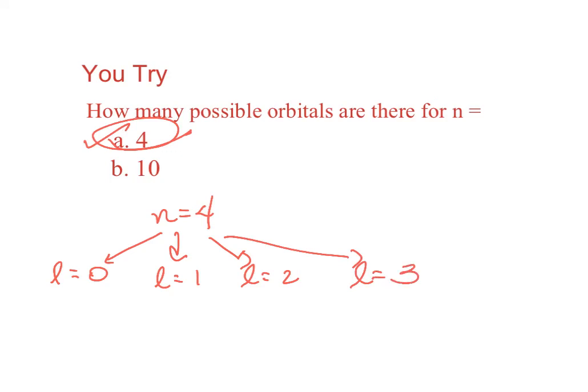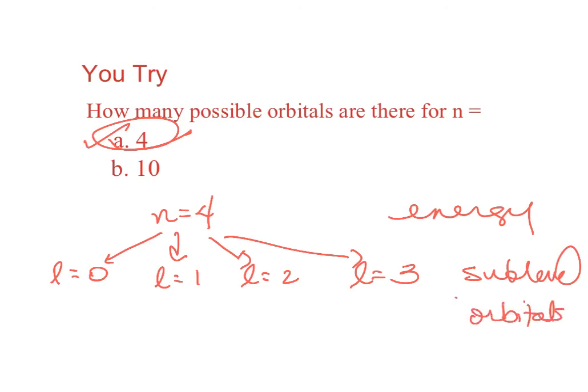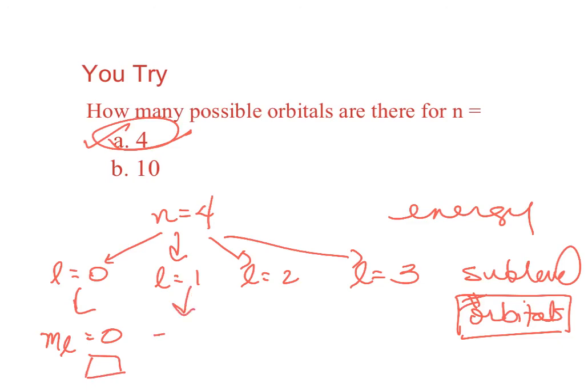Okay, so remember this is the main energy level. This is the sublevel of energy. And now we're going to do the m sub l values, which are the actual orbitals. So this is what this question is asking for. It's asking for the number of orbitals. If l equals 0, m sub l can only equal 0, right? And there's only one orbital. If l equals 1, m sub l can equal minus 1, 0, or plus 1. So this is 3 orbitals.